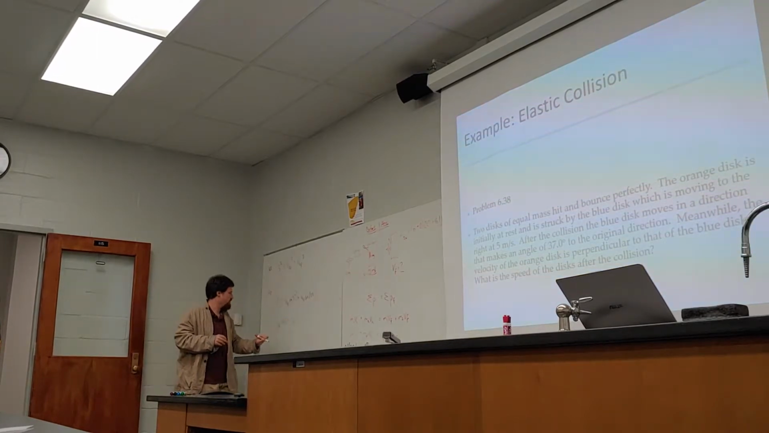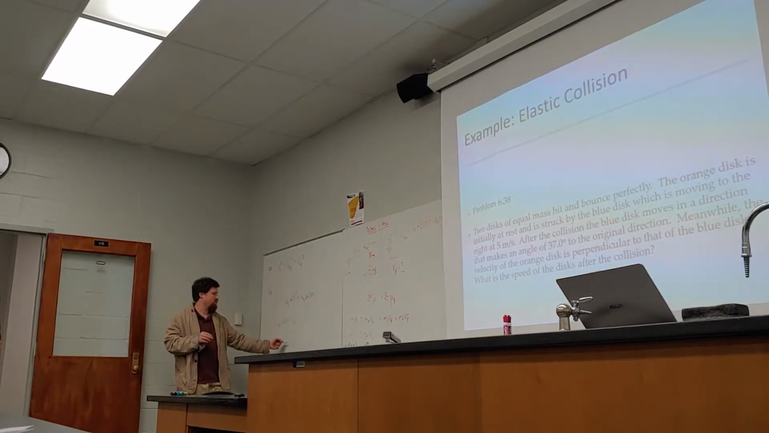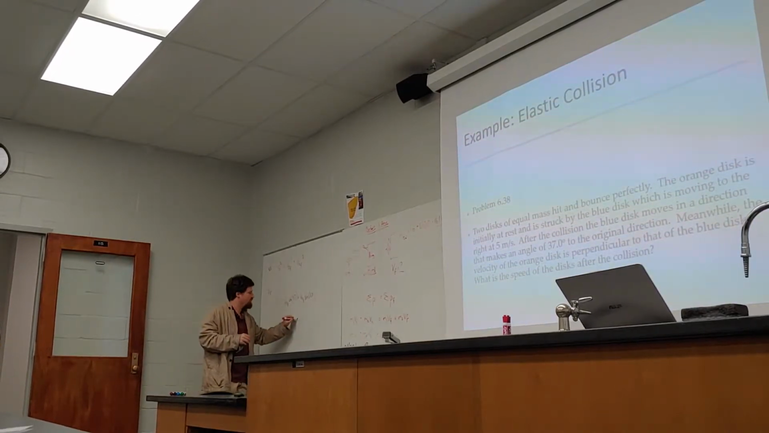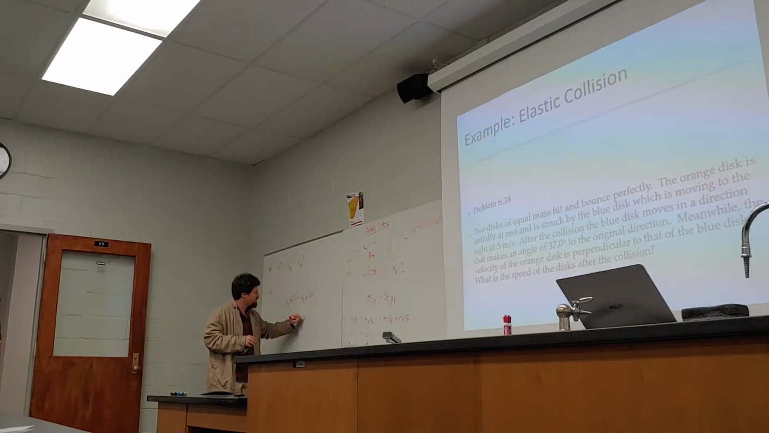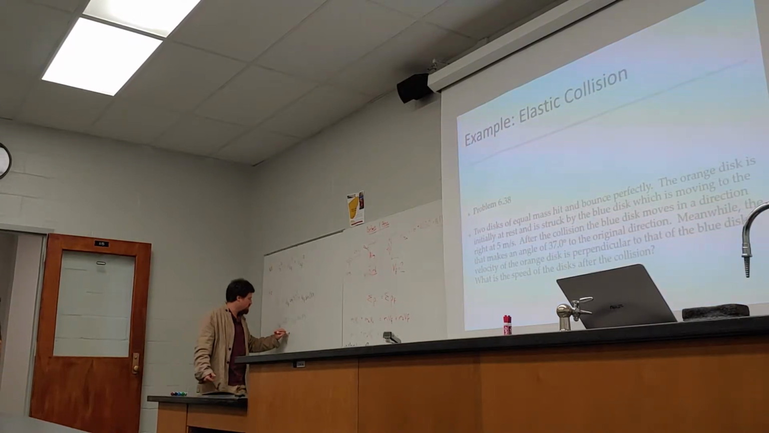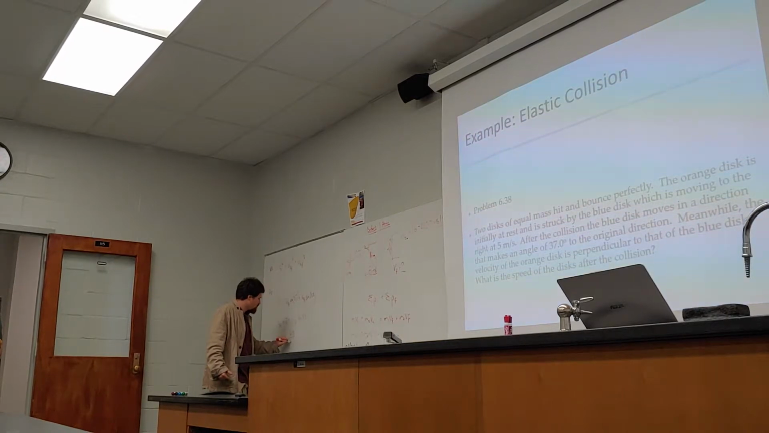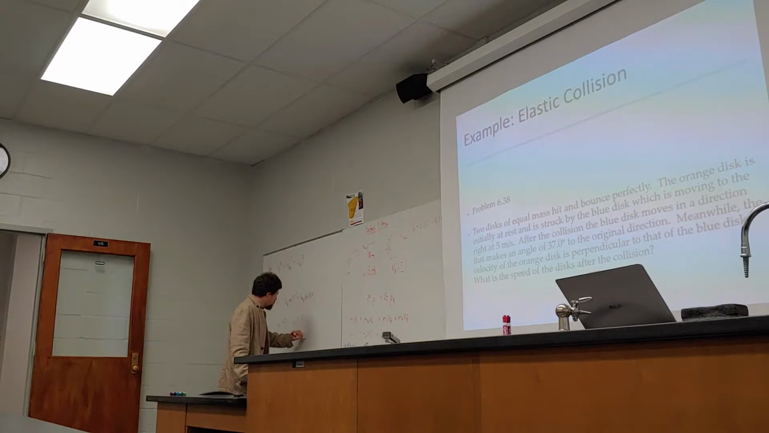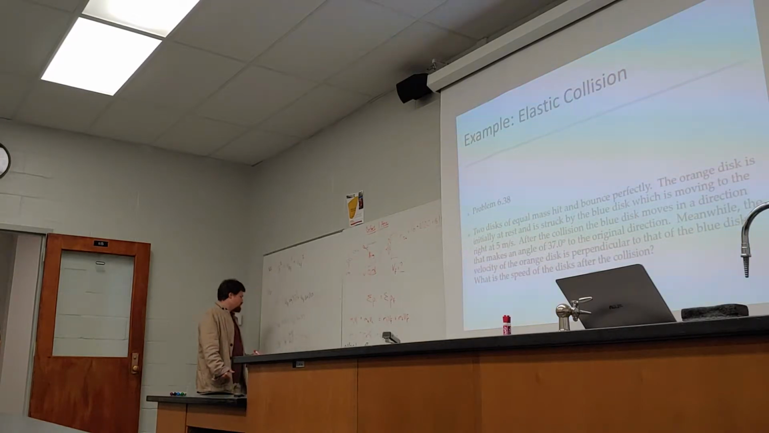So can someone go ahead and solve for sine of 53 over sine of 37 for me? Because I can't do that in my head. 1.33. Thank you. So that means that VBF is equal to negative 1.33 times VOF.